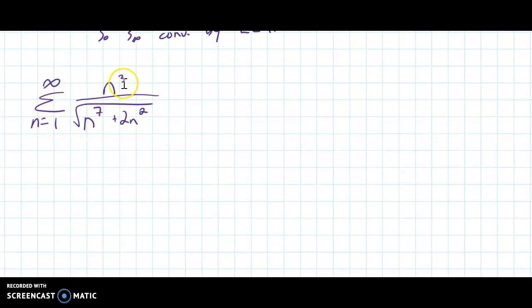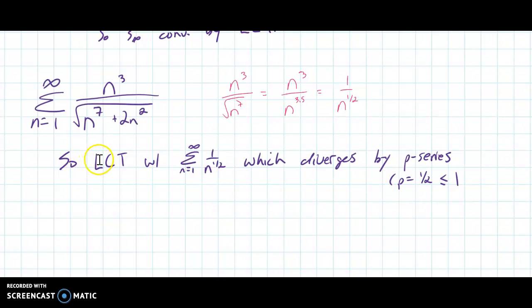Okay, last example here. N equals 1 to infinity, n cubed over root n to the 7th plus 2n squared. Real quickly, see if you can figure out what we're going to compare it with. The same work as above. I just got rid of all the least significant pieces. I only kept the most significant pieces, the n cubed and the n to the 7th, simplified that to the 3.5, subtracted, and got n to the half. So we will LCT it with this, which diverges because of n to the half by p-series with p equal to half, which is less than or equal to 1.